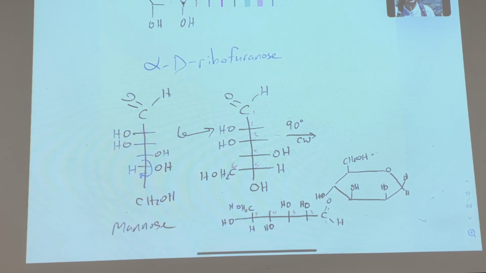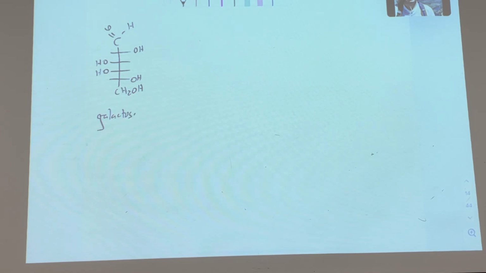All right, let's do one more. So this is galactose. Remember, the first thing we're going to do to convert that into a cyclic form is rotate the groups on the chiral hydroxyl farthest from the carbonyl.